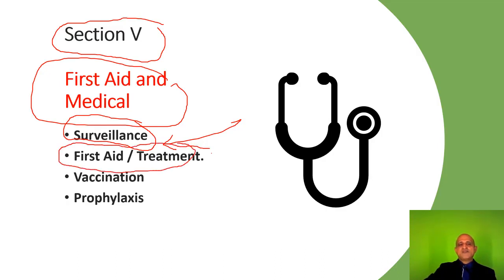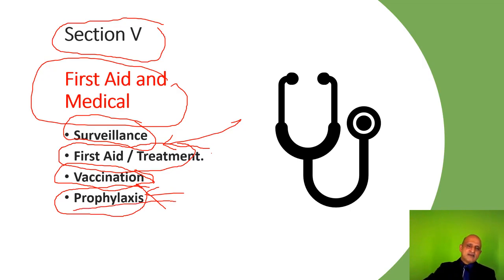We also focus on first aid and treatment, the presence or the availability of an effective vaccine, and prophylaxis as well, preventive treatment. Generally, in a laboratory setting, laboratory workers are inoculated with a vaccine against specific biological agents which your laboratory may be working with in order to prevent the infection by those biological agents.